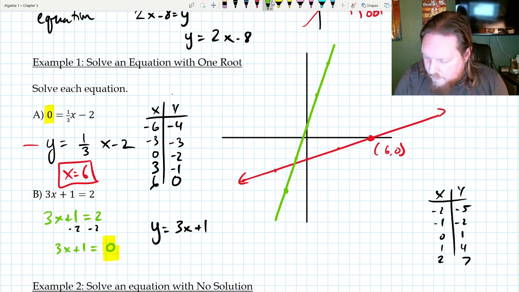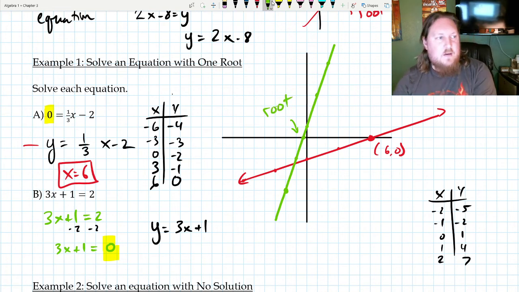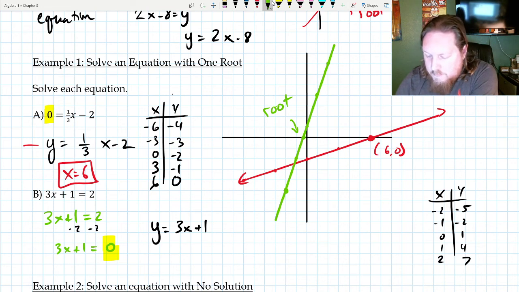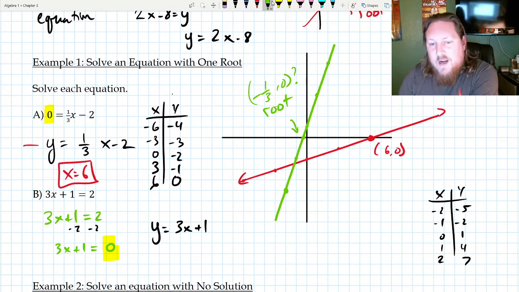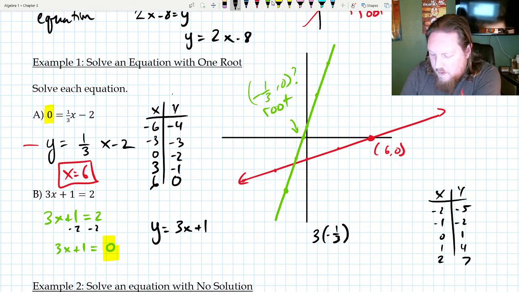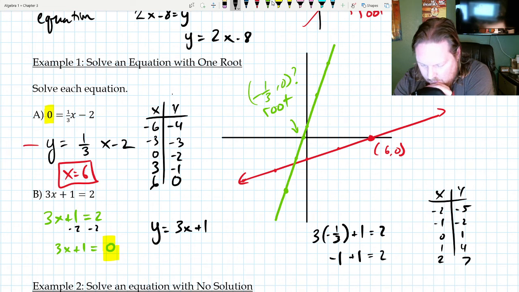So the root, that's the root there. I can't read exactly what it is. To me, it looks like maybe it's a little bit less than a half, so maybe it's a third. Negative 1/3 comma 0. That might be what it is. One way I can check is plug that into the original equation. 3 times negative 1/3 plus 1 equals 2. 3 times negative 1/3 is negative 1. Plus 1 does not equal 2. It equals 0. So that's not right.